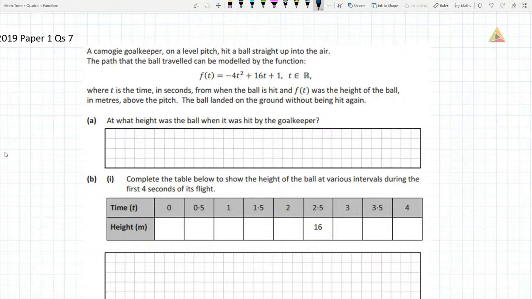So this is question 7 from paper 1, 2019 paper 1 question 7. And this time, instead of just a straightforward find the points and plot the graph, it's going to be from your section B, so there's going to be a little bit more of a story to it.